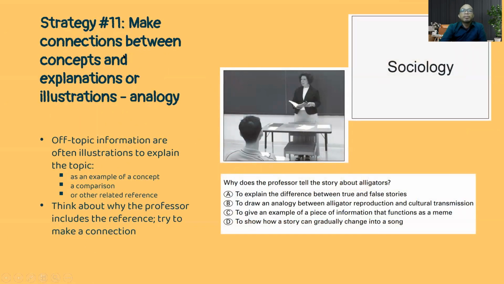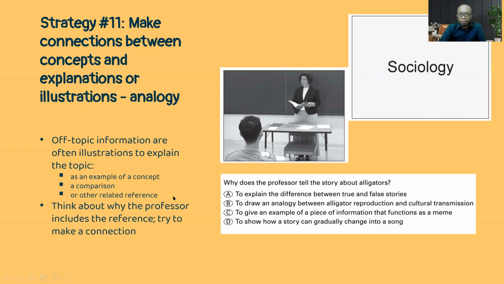The next strategy is to make connections between concepts and explanations or illustrations, such as analogy. This is one example in the digressions. Remember, sometimes the lecturer or professor will change topic and talk about different things. Well, it may seem off topic, but sometimes the illustration or the things they explain has a purpose. It can be an example of a concept, a comparison, or other related reference.